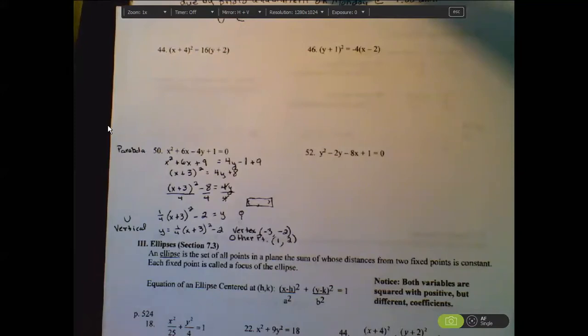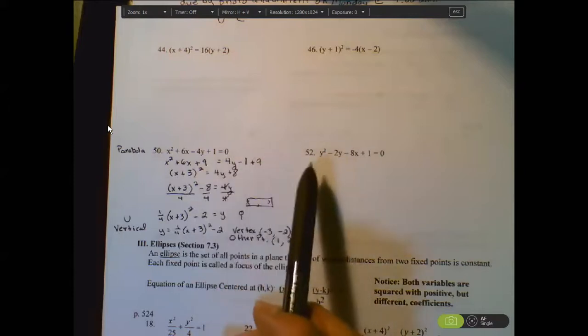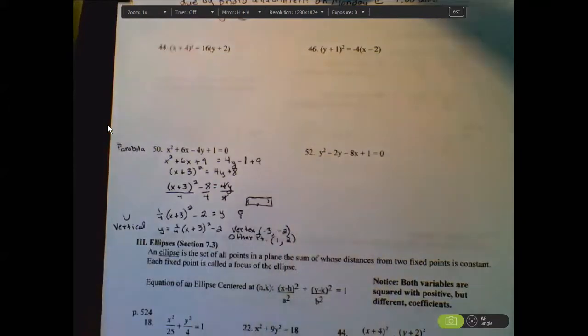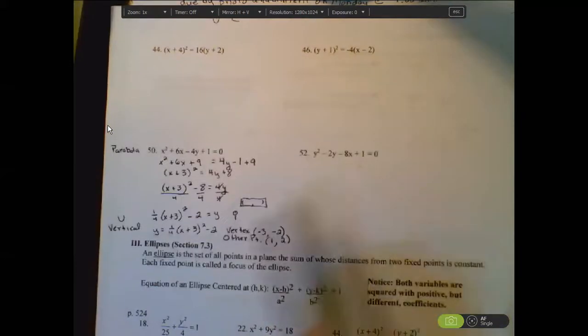You want to see one more of those, or are you good? Well, the video didn't go over 52. Okay, let's do it then. Why don't you look at what we just did in 50 and see if you can copy the same steps in 52. I'll give you just a minute to work on it. See if you can get the x by itself, since it's the first degree variable, like we did the y here.